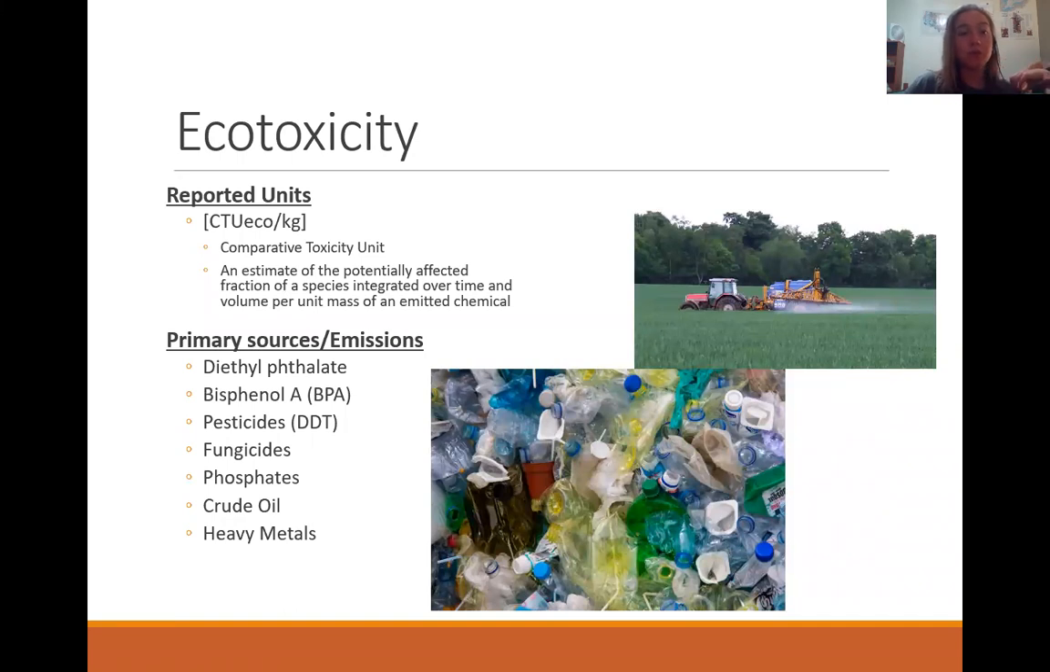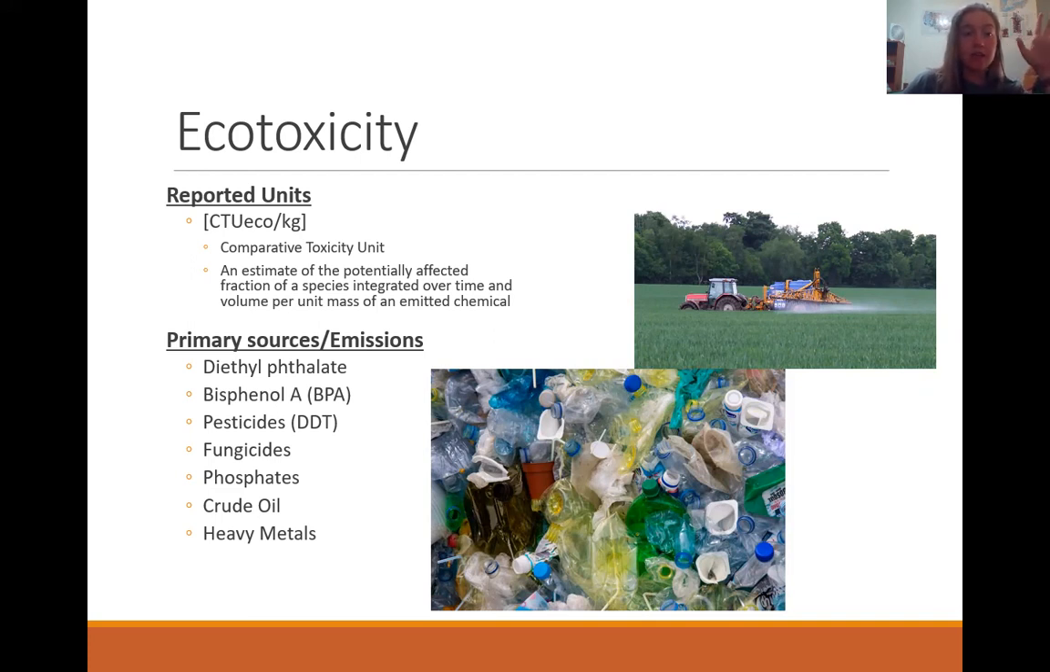So the general units for ecotoxicity are CTU eco per kilogram, and that's what's found in Tracy. CTU stands for comparative toxicity unit. So essentially, this is an estimate of the potentially affected fraction of a species integrated over time and volume divided by unit of mass of an emitted chemical. So this can be applied to pretty much any scenario of ecotoxicity you have, whether that be in freshwater or the ocean, streams, rivers, anything that falls under that umbrella.